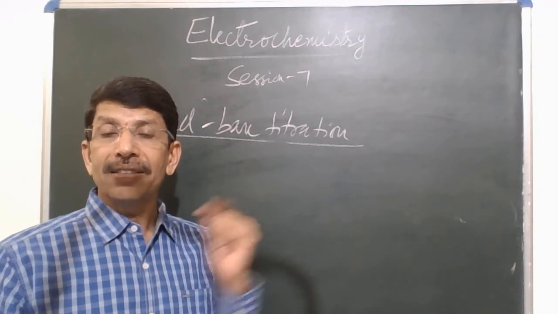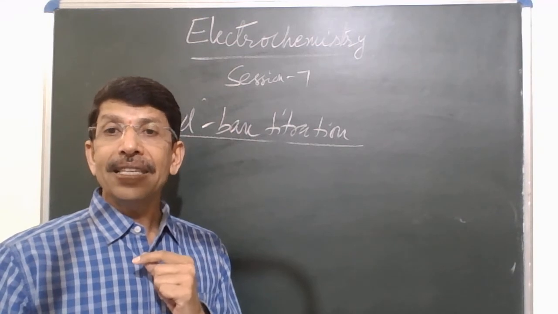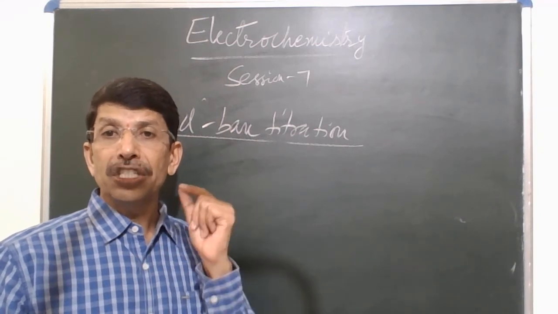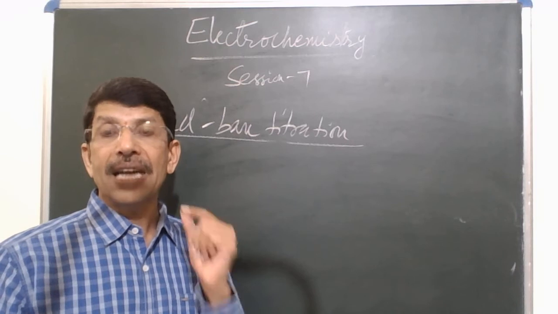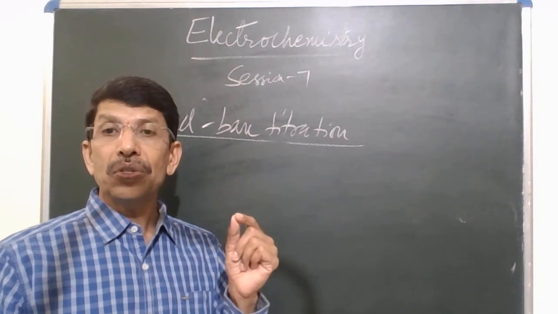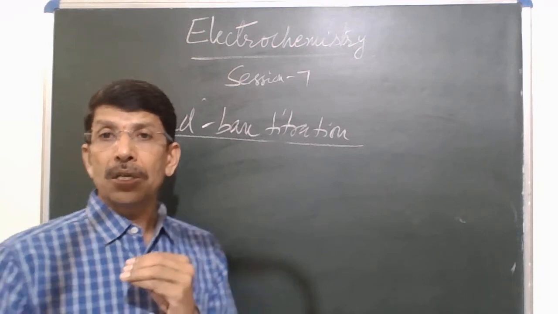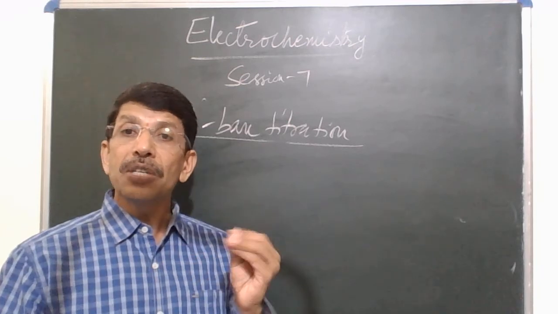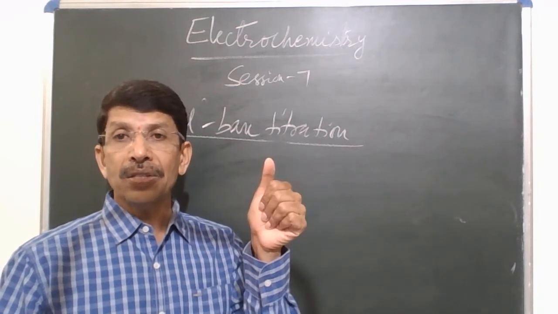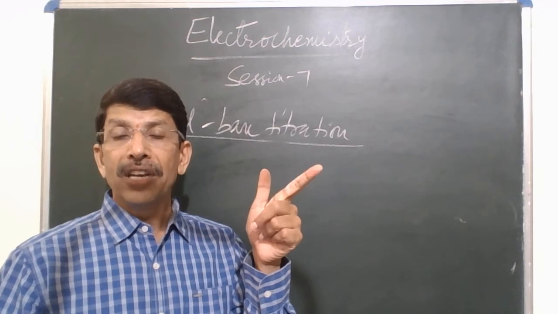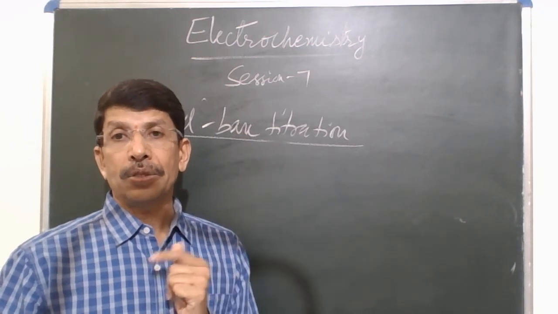While discussing there, I said an electrode whose potential depends upon hydrogen ion concentration can be used as an indicator electrode. So what are those electrodes whose potential is sensitive to hydrogen ion concentration? The hydrogen electrode, quinhydrone electrode, and glass electrode.